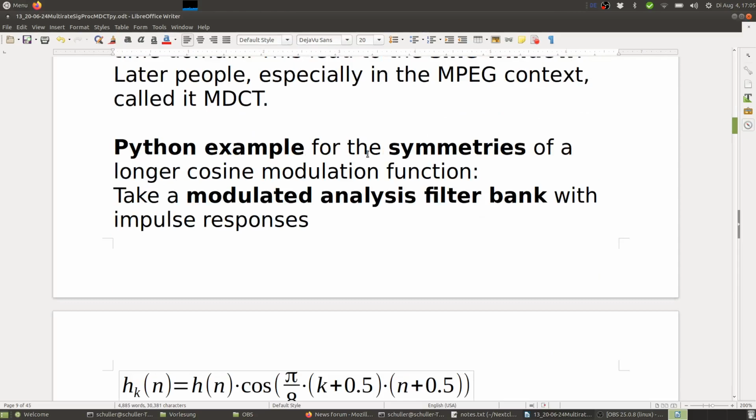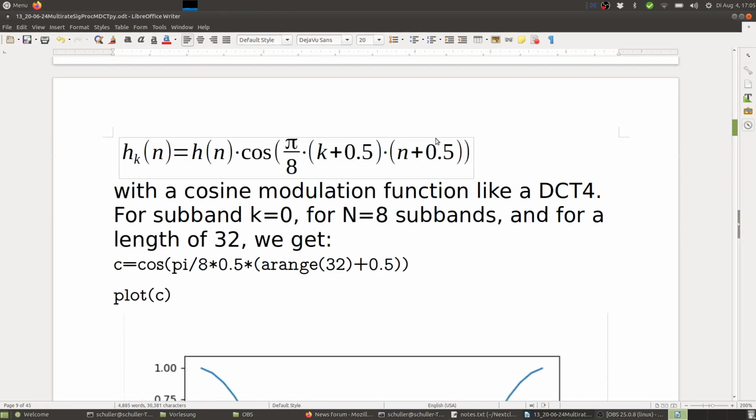So here's a Python example for the symmetries of the longer cosine modulation function. So take a modulated analysis filter bank with impulse responses of this form. Here we neglect this plus n over 2 for the sake of simplicity. So for now we just take this DCT4 transform kernel, right? This function here. So this modulation function is like the DCT4. And now we can take a look at the result.